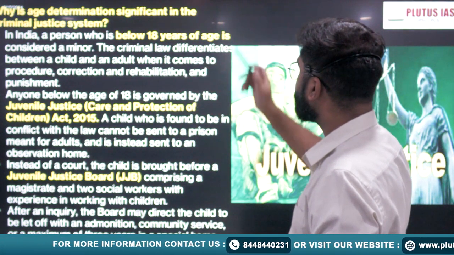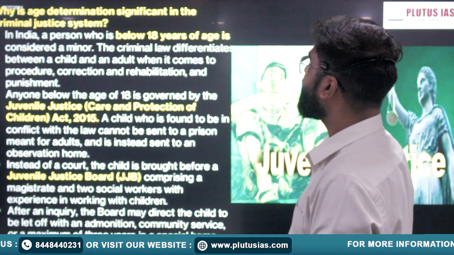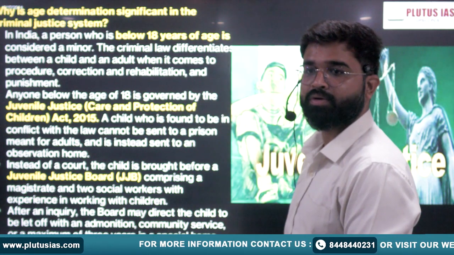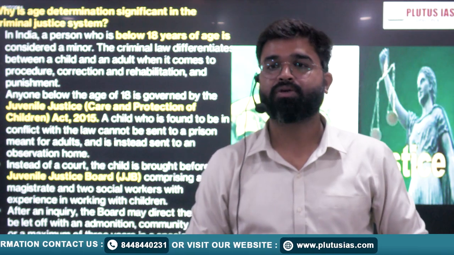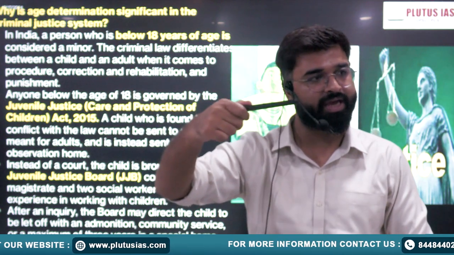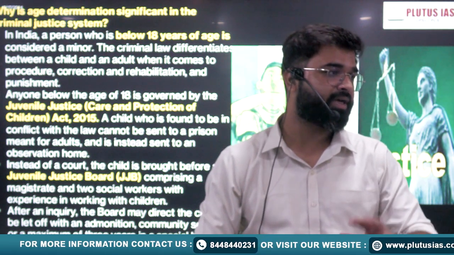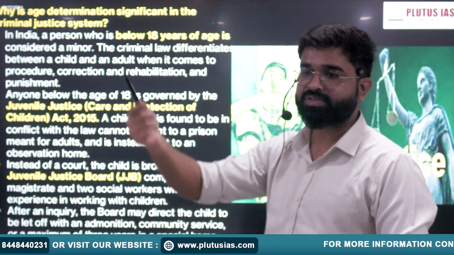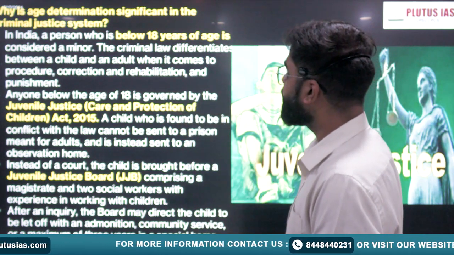In India, a person below 18 years of age is considered a minor. Criminal law differentiates between a child and an adult when it comes to procedure, correction, rehabilitation and punishment. What is the procedure? A normal accused who is above 18 years of age will be tried under the Bharatiya Nyaya Sanhita, Civil Procedure Code, Criminal Procedure Code. Uske liye ek alag set of laws hai, toh uska procedure alag hai pura. If you are below 18 years of age, then you will be tried under the Juvenile Justice Act. Punishment will be different. In a normal case, you will be sent to a normal prison. Under the Juvenile Justice Act, you will be sent to a juvenile prison.